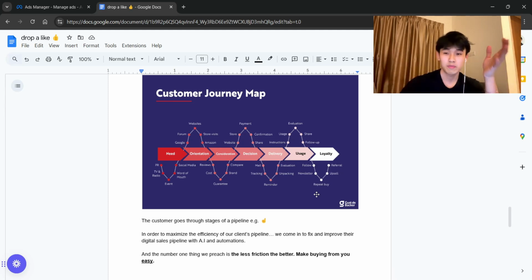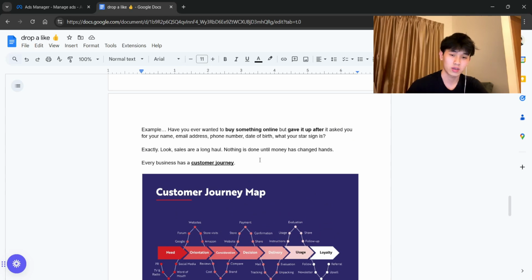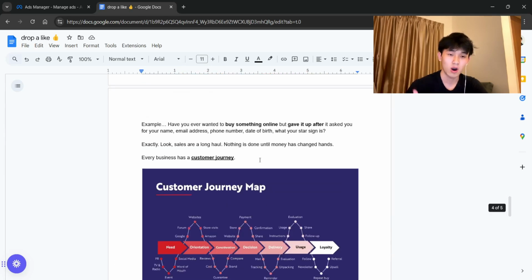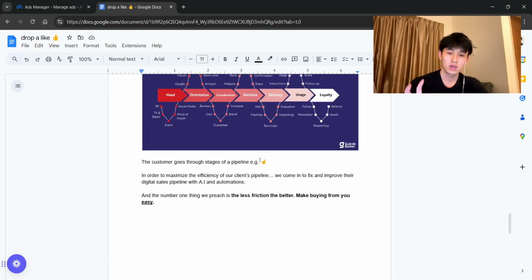So at different types of stages, you need different types of creatives for different clients. And I'm not just talking about marketing here for pipeline enhancement. Obviously, we are also talking about the sales pipeline and the sales process.